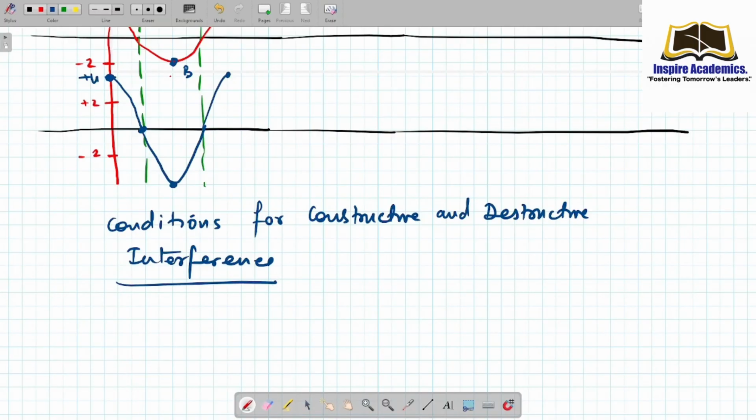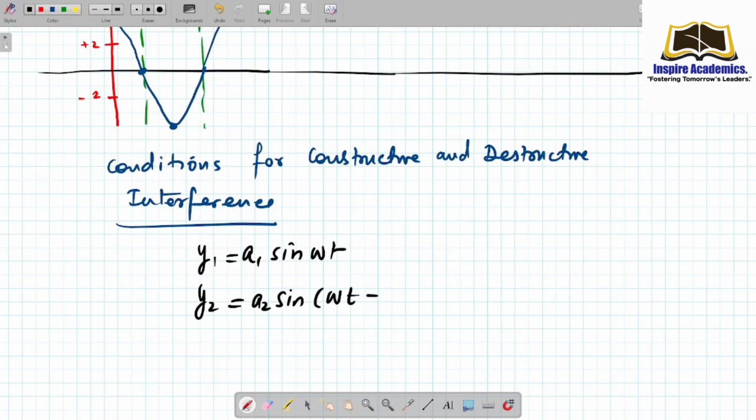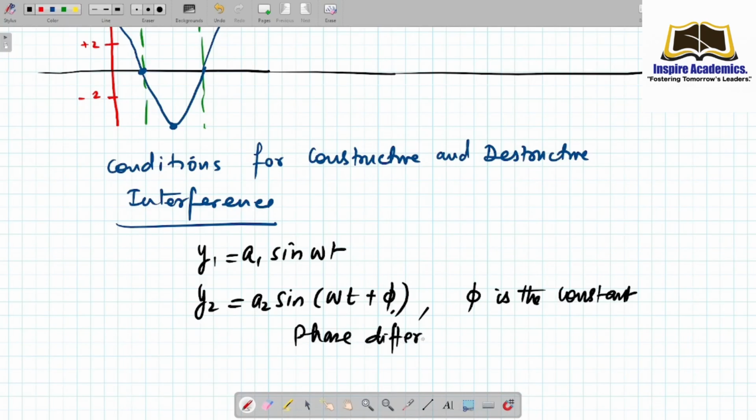For that we should have at least two waves. Now let us take the two waves as y1 equal to a1 sine omega t and y2 equal to a2 sine omega t plus phi, where phi is the constant phase difference between the two waves. Write here, phi is the constant phase difference between the two waves.